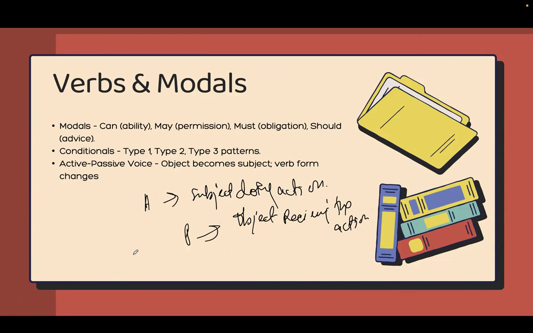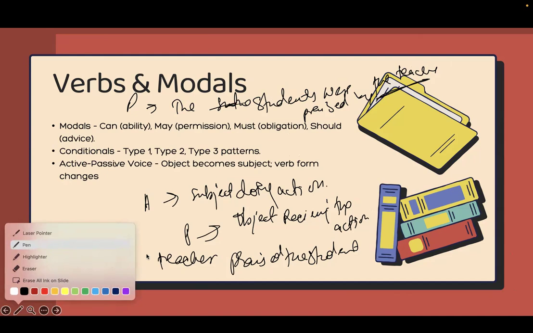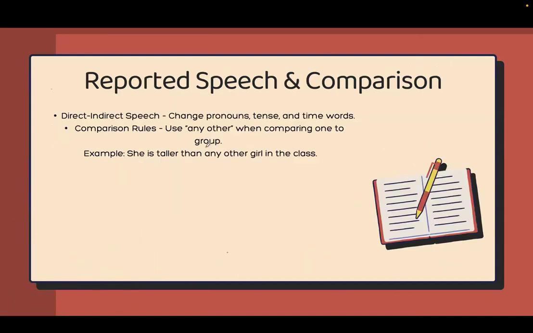For example, the teacher praised the student, right? The teacher praised the student will be the example for an active voice. I can use the example for passive voice. Turn this into passive. The students, sorry, the students were praised by the teacher. Okay. So here the object is receiving the action. Let's move to the next point.